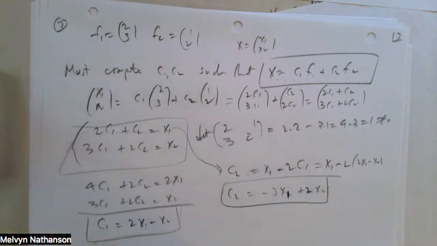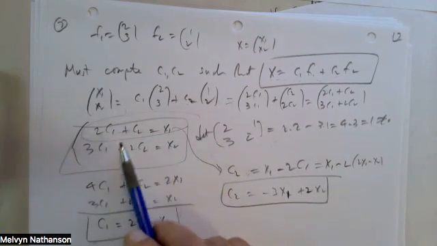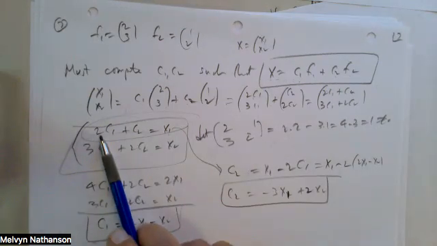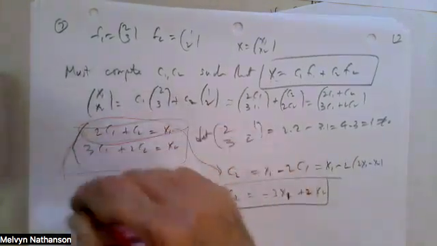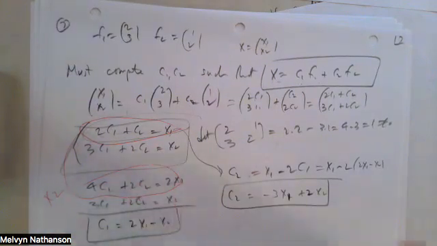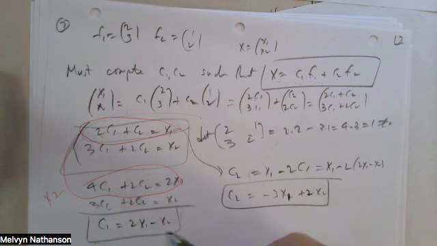How did you get 4c1 on the left-hand side? Here? This one? Is this what you're talking about? Yes. I took this equation and multiplied it by 2: 4c1 plus 2c2 equals 2x1. And what was your indicator to use the number 2? Because then when I subtract this new equation from this equation, the C2s cancel, and I can solve for C1.